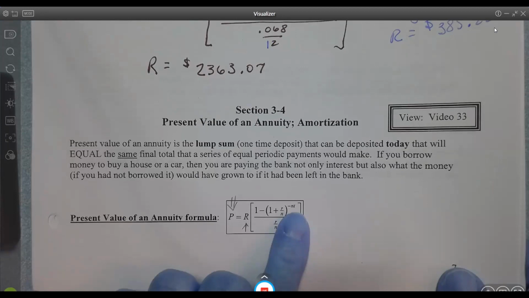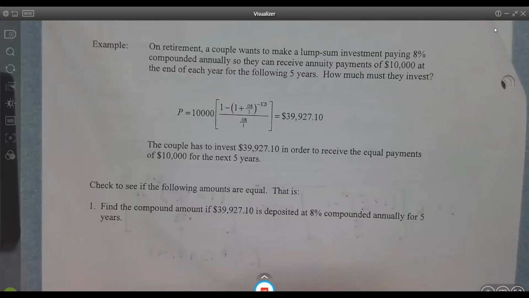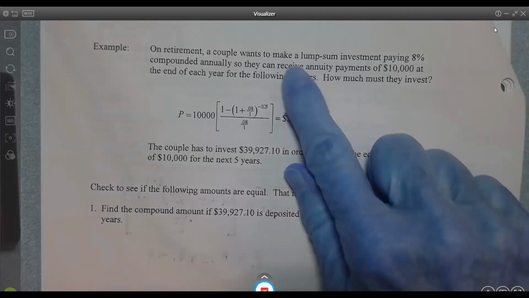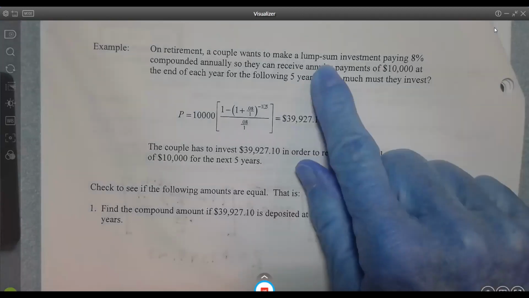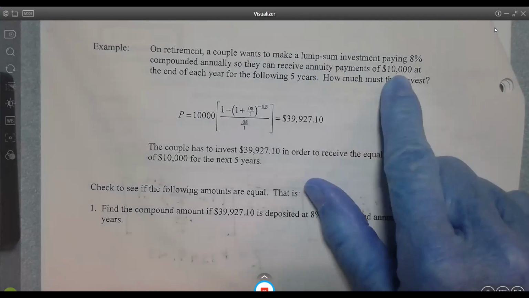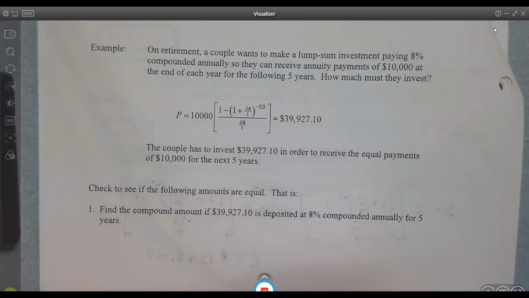Now on this particular page, here's a use of this formula or this type of situation. On retirement, a couple wants to make a lump sum investment paying 8% compounded annually. Now notice it says they want to make a lump sum investment. That would be a P. So they can receive annuity payments of $10,000 at the end of each year. Anytime you see a payment or annuity payments, that's your R value. So this is why I went to this formula, because the question is, how much should they invest today in order to receive that $10,000 at the end of each year for the following 5 years?